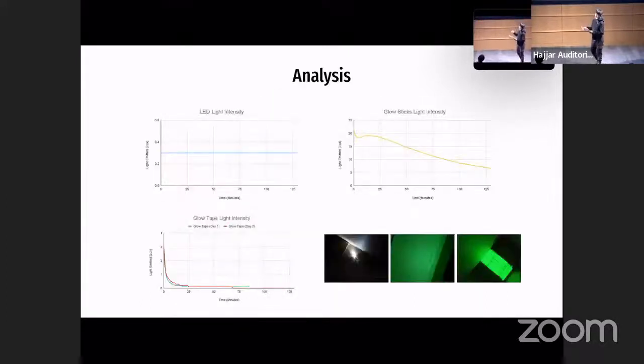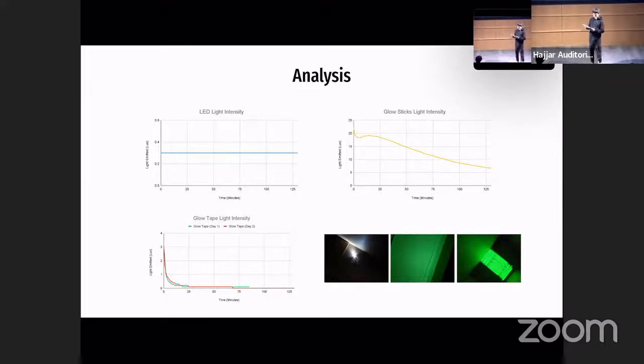So those are my three graphs that I got. All of them are measured in lux. As you can see, LED was the most consistent, but it wasn't really that bright. It was about 0.3, and then eventually goes down to 0.2 after 10.5 hours, but that's a pretty long time. So I would say it's pretty consistent.